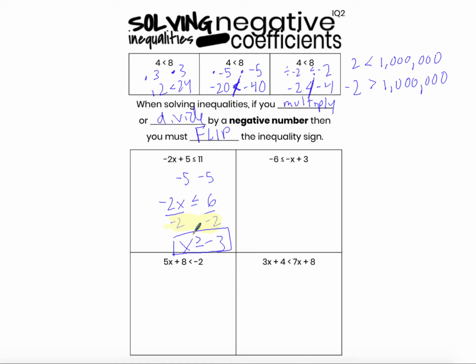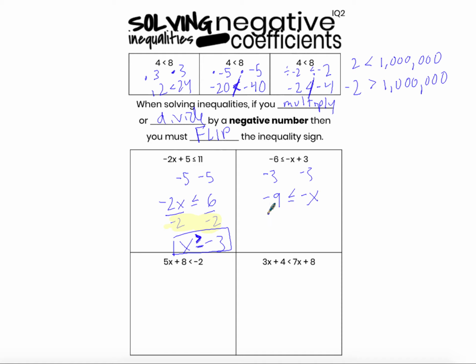So minus 5, minus 5, divided by negative 2, divided by negative 2, just like an equation, but only when I multiply or divide by a negative, I flip the inequality. I went from less than or equal to, to greater than or equal to. Let's look at this one. Inverse operations, minus 3, minus 3. I have negative 9 is less than or equal to negative x.